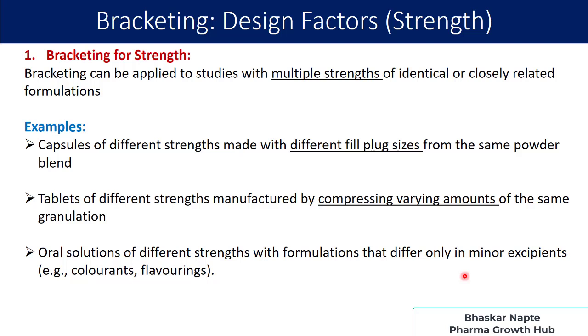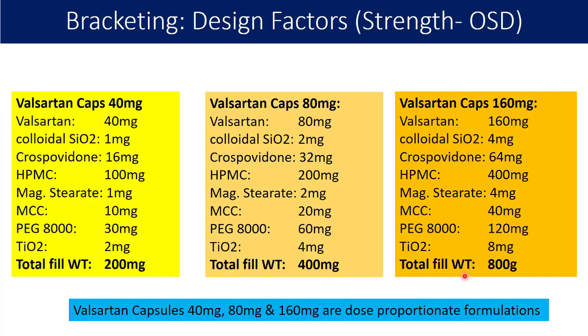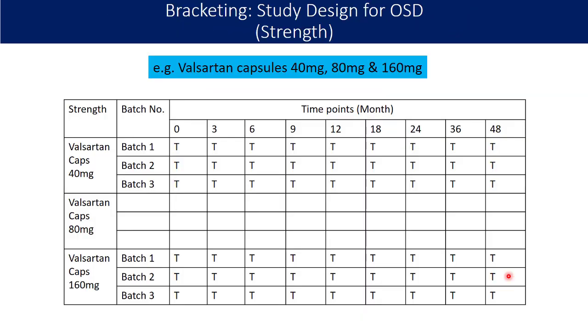So if you meet this requirement, then the bracketing design can be applied across the multiple strengths for a given product. Let us take an example of an oral solid dosage form, valsartan capsules 40 mg, 80 mg and 160 mg. Look at their composition and you will find that all three dosage strengths have the same API to excipient ratio. Look at the total fill weight. It's 200 milligram for 40. It is exactly double for the 80 milligram, and then again exactly double for 160 milligram. So these valsartan capsules 40, 80 and 160 mg are dose proportionate formulations, and this is one of the requirements to use bracketing design. Having said that, we can now use the bracketing design for studying stability for valsartan capsules 40, 80 and 160 milligram.